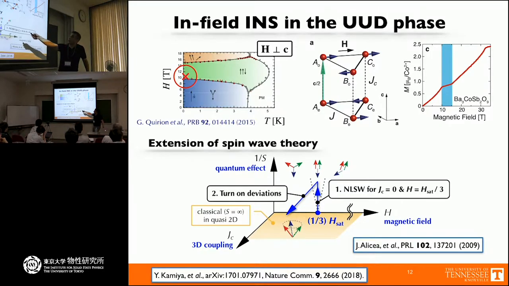So as a compromise, what we said is, well, let's apply the magnetic field and reach this phase, the up-up-down phase.